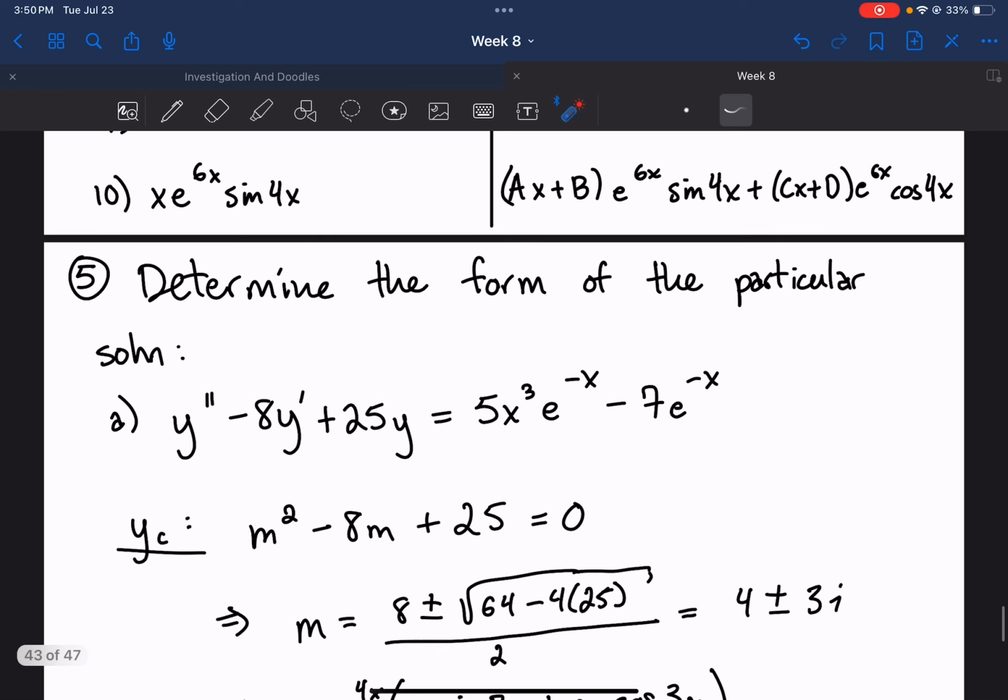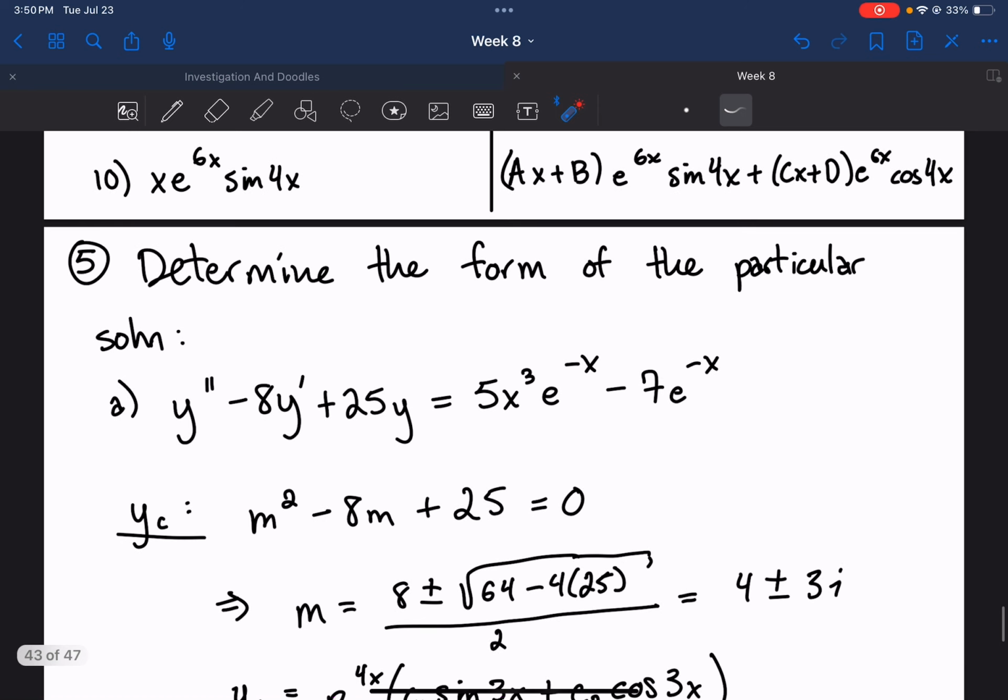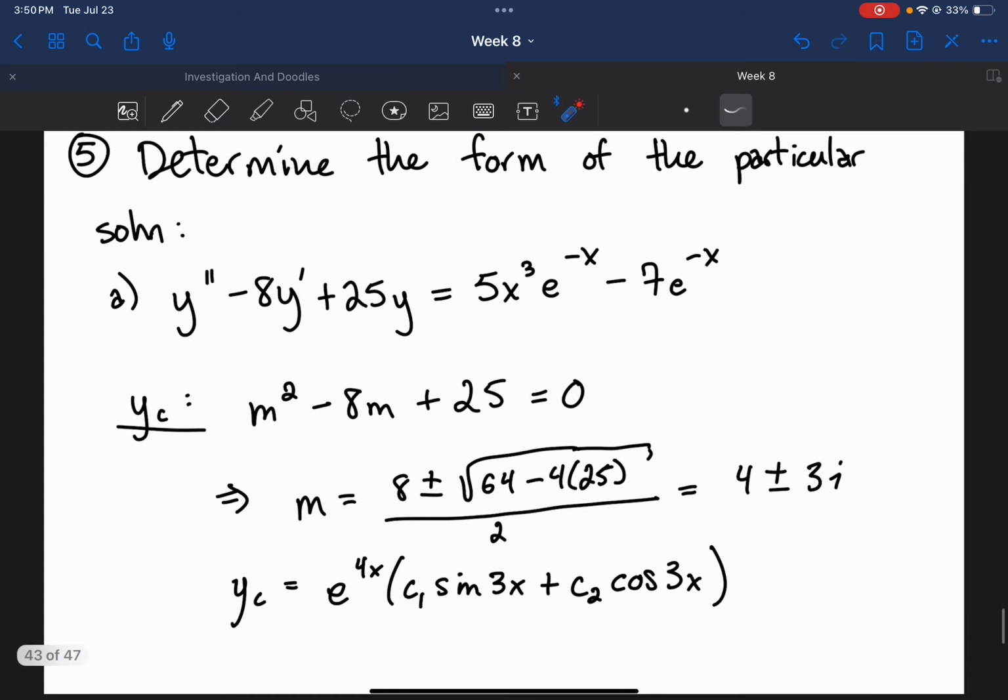So here's some easy ones, right? We're going to determine the form of a particular solution, but we're not actually going to solve it. So we've got this equation with this right-hand side. Okay, this is our g of x. A little gnarly. We've got a cubic times e. This can be rewritten a little bit, right? This is like 5x cubed minus 7 all times e to the negative x. Let's hope there's not a cubic times e that shows up.